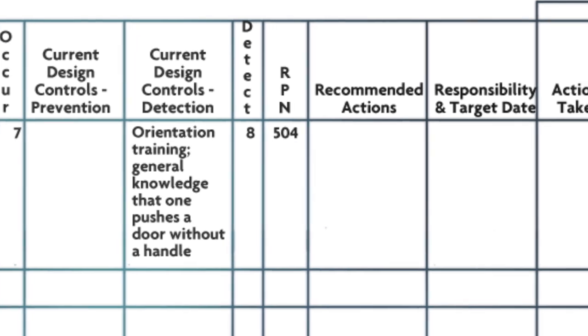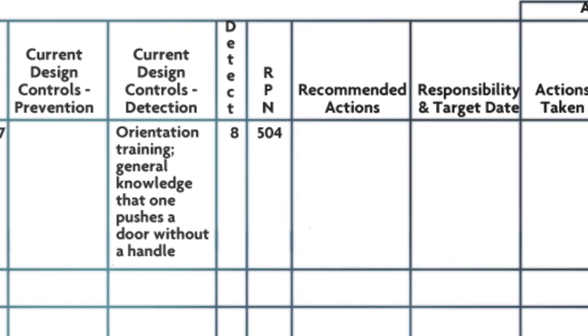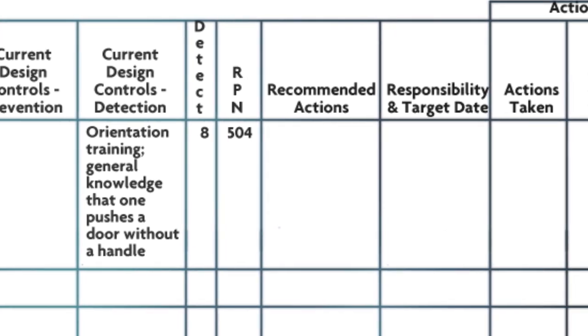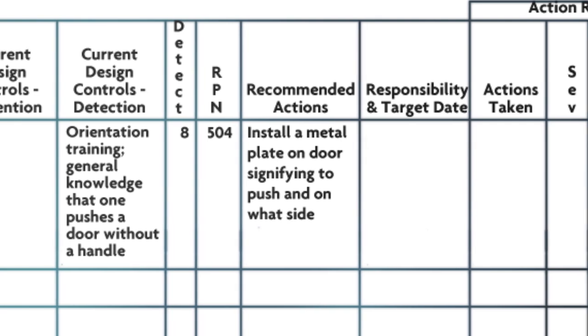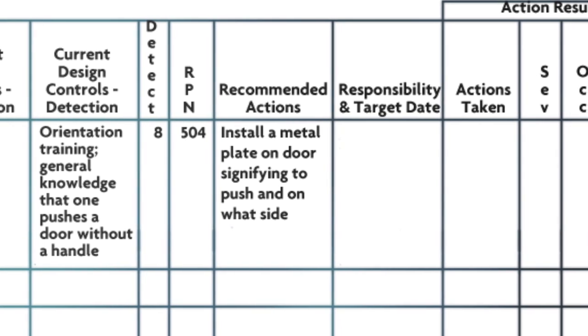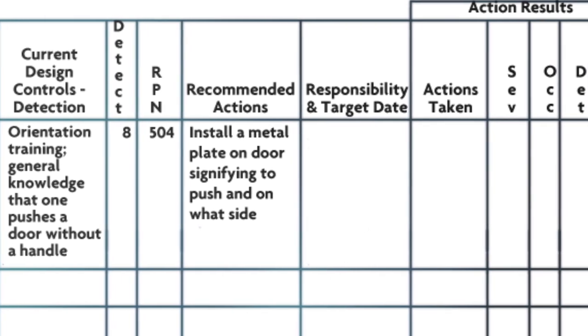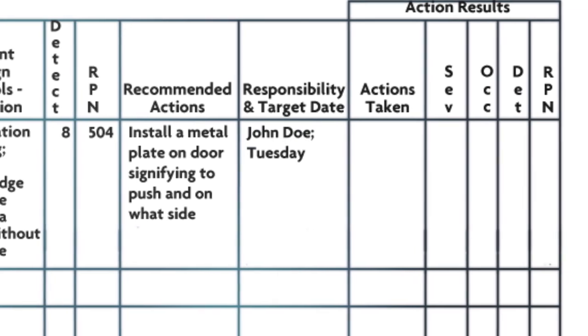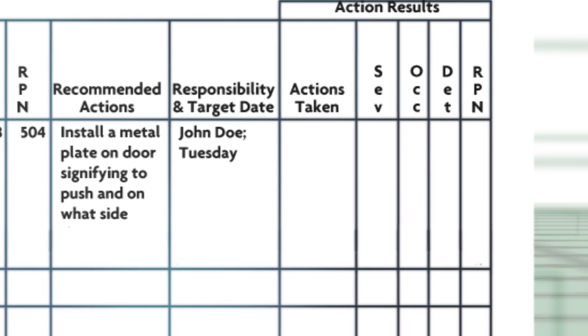Our overall risk priority number then is 9 times 7 times 8. And from that, we have a high risk priority number. So we take action. We need to take action. Someone says, oh, we'll put a plate on the door signifying to push and on what side that will be located. We assign the responsibility and a due date.